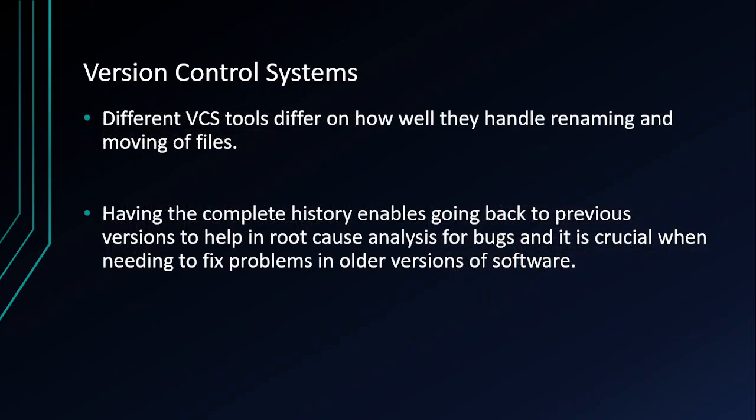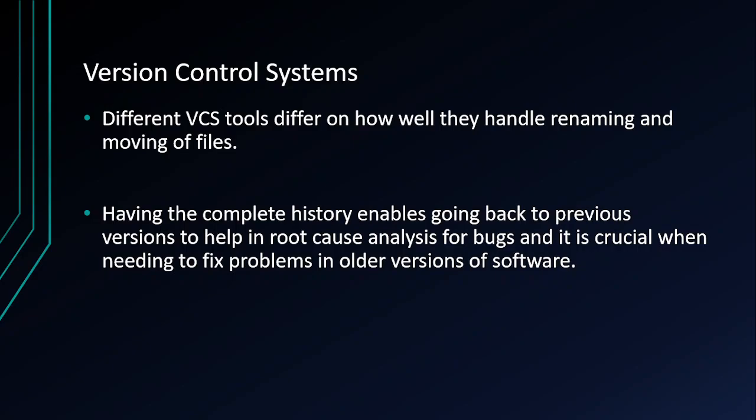Different VCS tools differ on how well they handle renaming and moving of files. This history should also include the author, the date, and written notes on the purpose of each change. So it should not only specify the changes of the file, but also the timestamp of when the change happened, and then the author. The author can be your email, your name, etc.